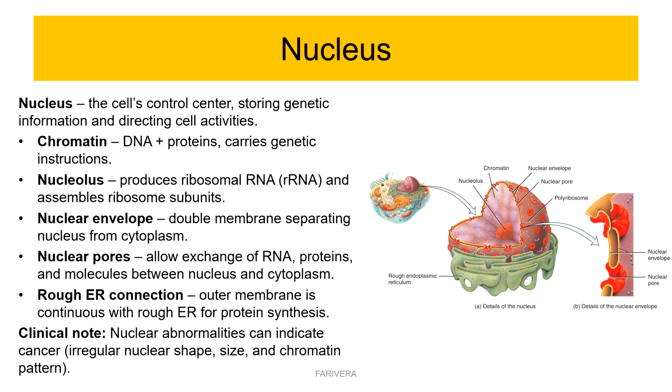So this particular slide also notes that abnormal nuclear appearance can be associated with cancer. In pathology, changes in nuclear shape, size, and chromatin characteristics can help identify abnormal cells. So the nucleus is not only important in genetics but can also provide diagnostic information.